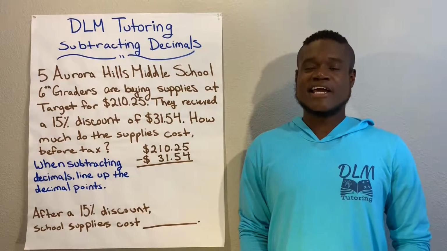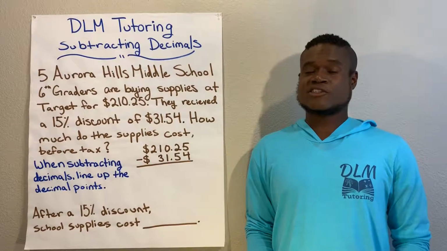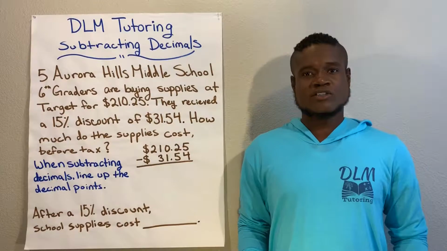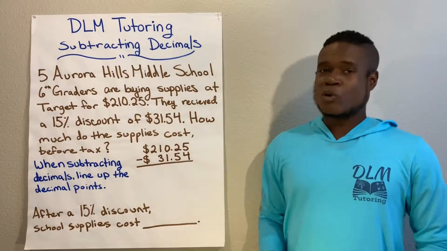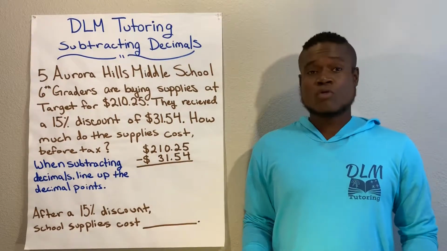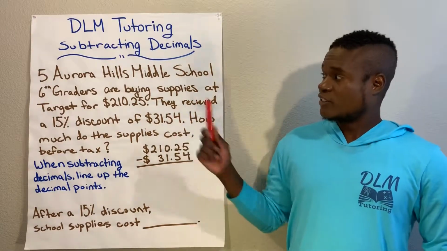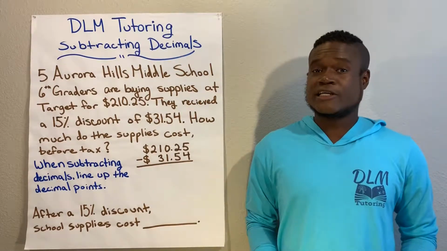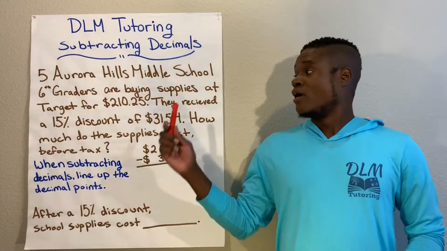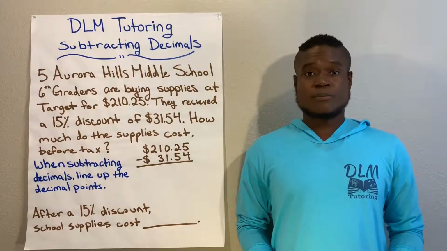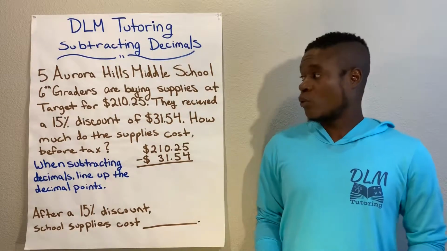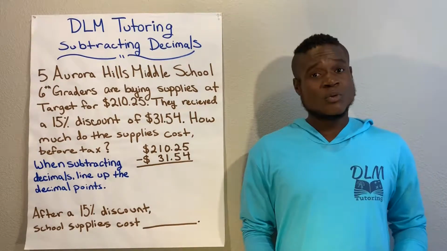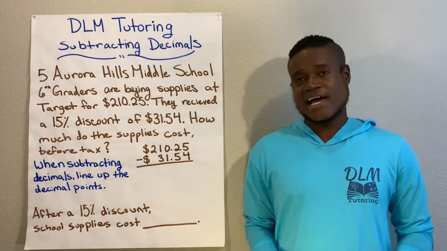I'm Justin, and today we're going to learn how to subtract decimals using a supply list that we've been using in our series so far. Let's go ahead and read our question. 5 Aurora Hills Middle School students, 6th graders, are buying supplies at the local Target for $210.25. They received a discount of 15%, and that gave them $31.54 off. How much do the supplies cost before tax?